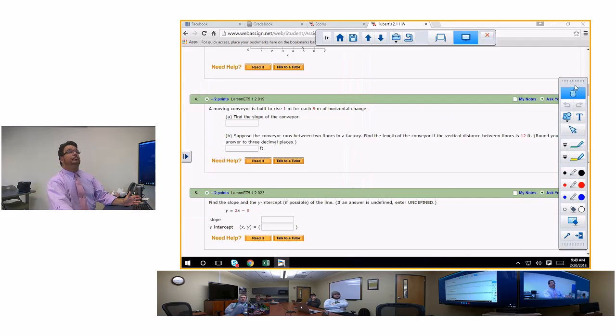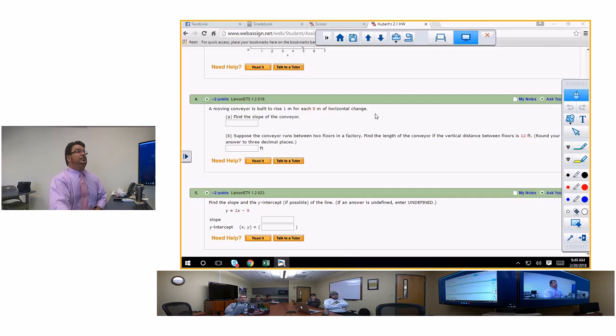It says, a moving conveyor is built to rise 1 meter for each 8 of a horizontal change. Find the slope of the conveyor. Suppose that the conveyor runs between 2 floors in a factory. Find the length of the conveyor if the vertical distance between floors is 12 feet. Okay? So the first thing I would do is draw a what? I would draw a triangle or a picture. So go ahead, everybody do that problem. I'm not insulting your intelligence if I just pick problems and go over them.